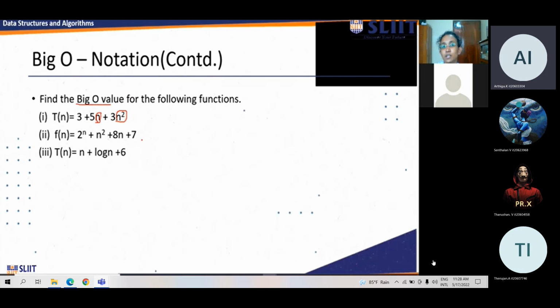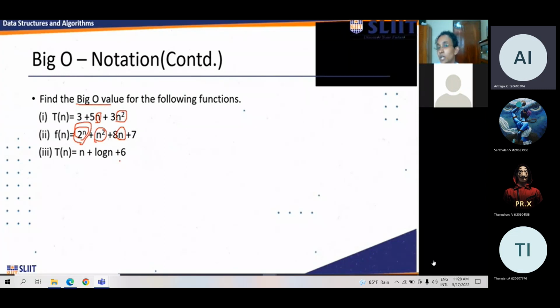Second one, what is the answer? 2 to the power n, n squared and n. If you can remember the condition I gave you, apply the condition, because here you have 2 to the power n also. If you apply these three terms to the condition that I have given, you can see that this is the biggest term. So the answer will be big O of 2 to the power n.